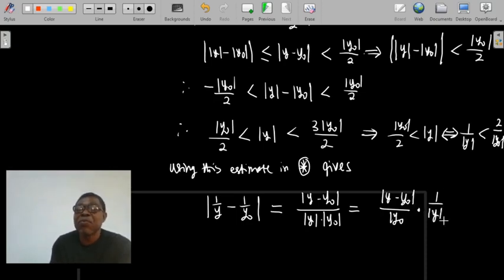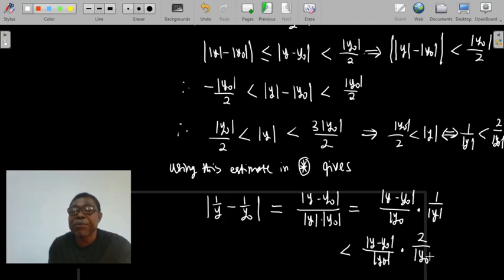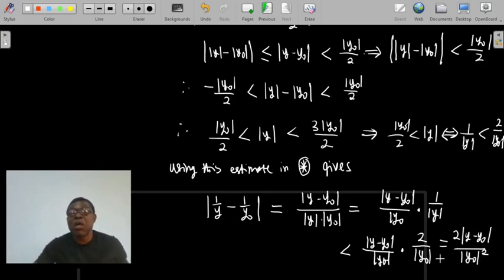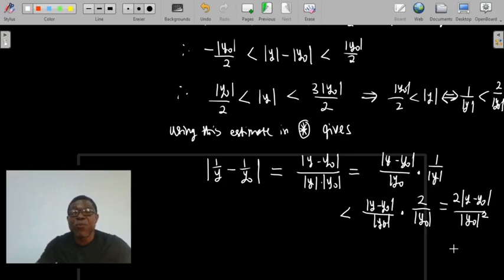But this 1 over absolute value of y is controlled by 2 over absolute value of y naught. So we'll now get that this is less than absolute value of y minus y naught all over absolute value of y naught, all over absolute value of y naught, then times 2 over absolute value of y naught. And this will give us nothing but 2 absolute value of y minus y naught all over absolute value of y naught all squared. So this is what we've gotten so far.